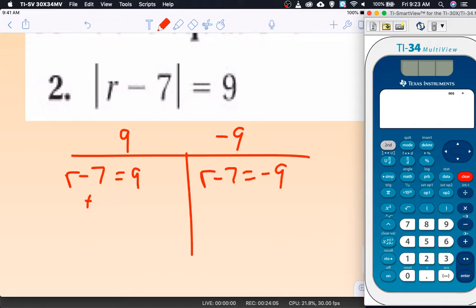To solve this equation, we need to add 7 to both sides, and r equals 16. Add 7 to both sides, and r equals a -2.